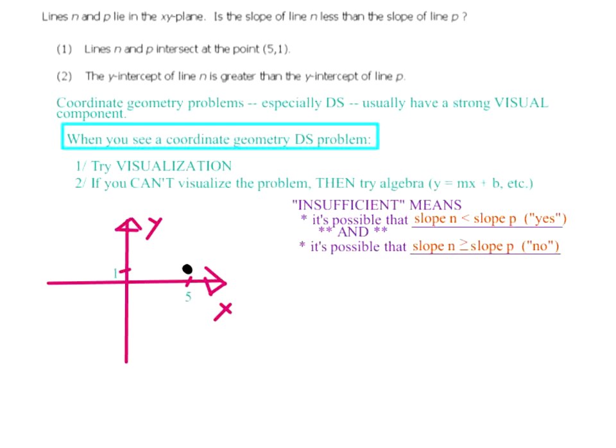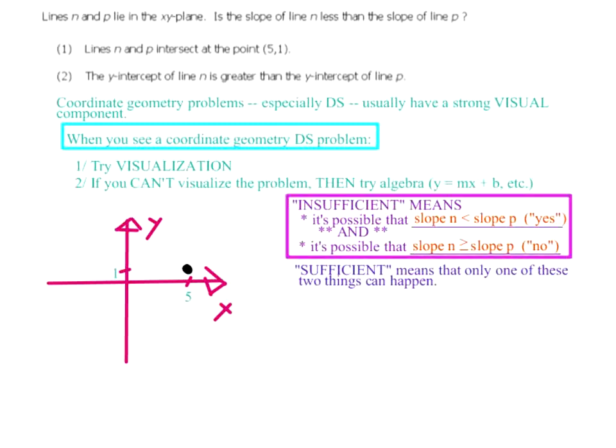So let's try to get that to happen. Sufficient, on the other hand, means that only one of these can happen. So again, defining insufficient is easier on yes/no questions, starting with insufficient. But sufficient means that only one of these two things can go down. So that's what that is. Insufficient is this, sufficient is that. So, okay.